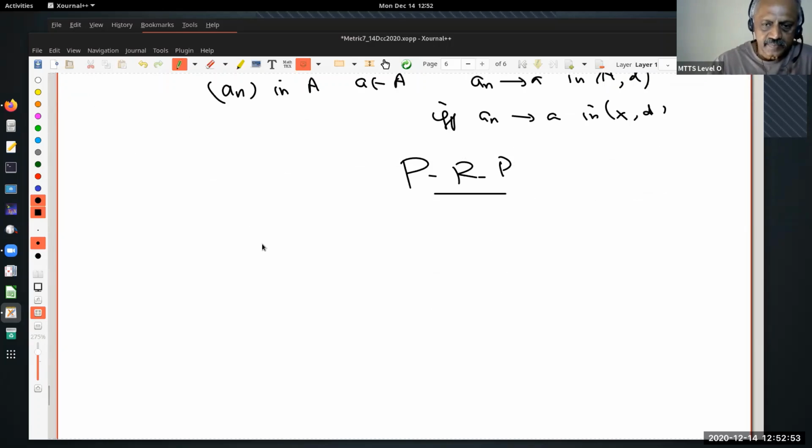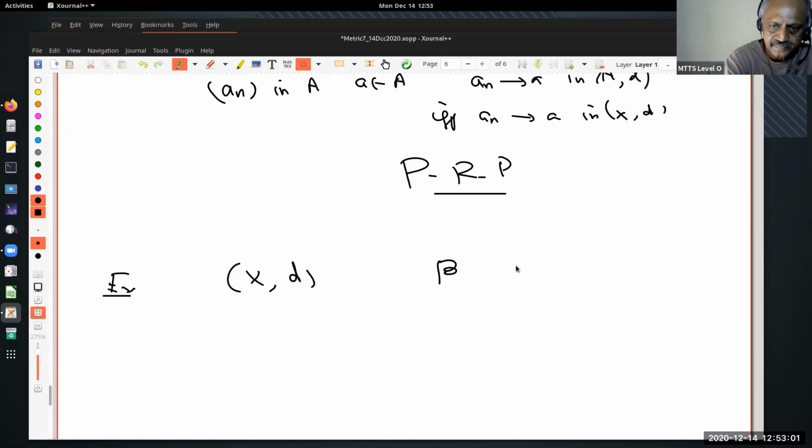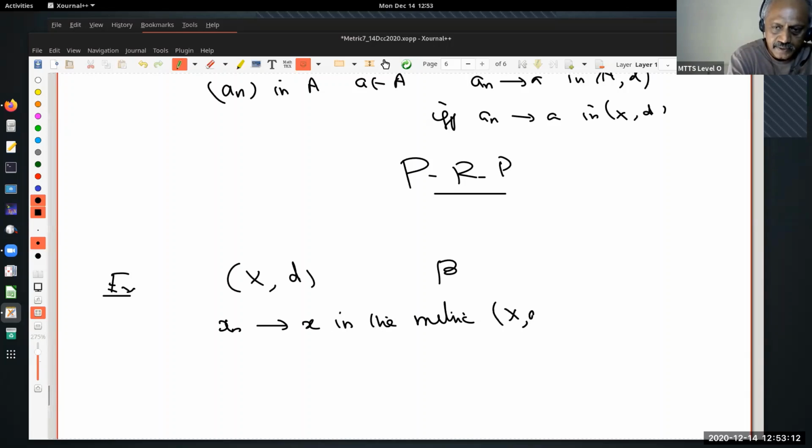Okay. Now there are two more examples. The other example is I have a metric space (X, d). I also have this beta metric. Now I say x_n converges to x in the metric space (X, d) if and only if x_n converges to x in the metric space (X, beta).